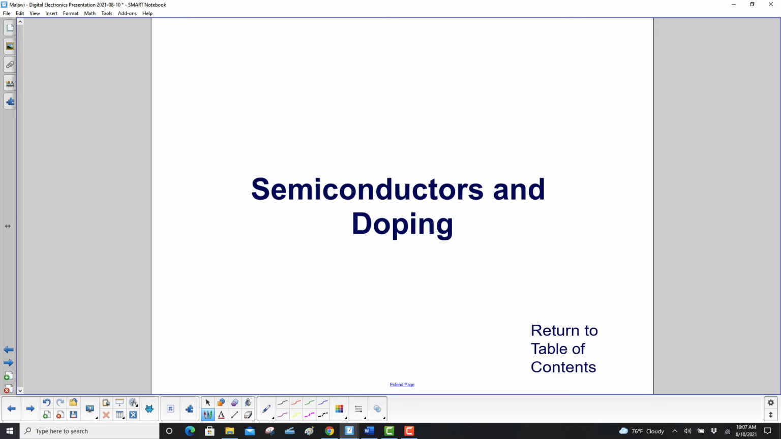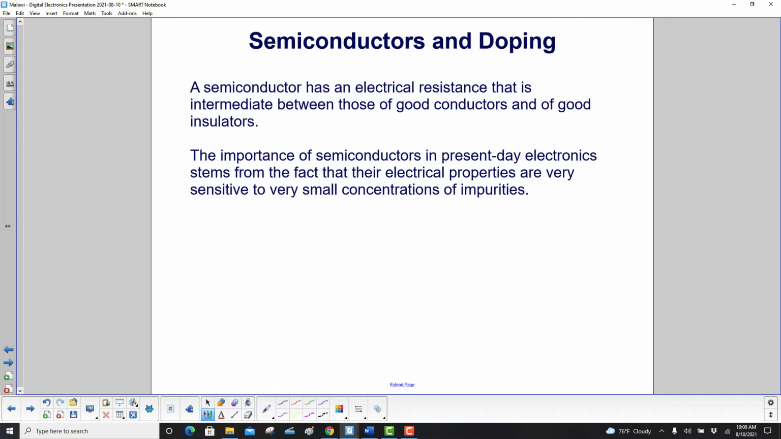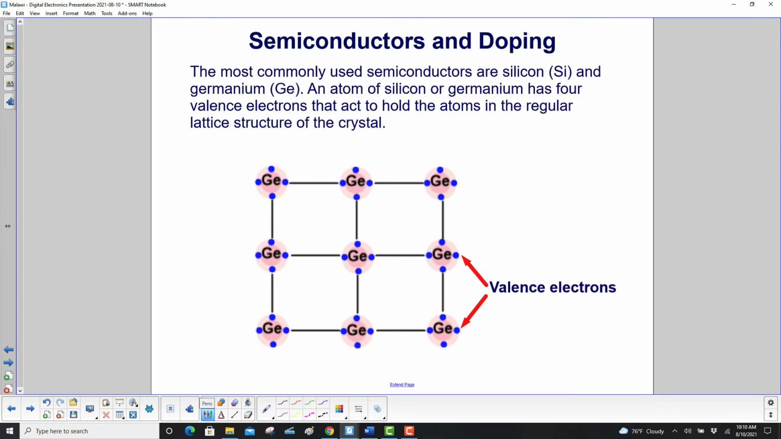Semiconductors and doping. A semiconductor has an electrical resistance that is intermediate between those of good conductors and of good insulators. The importance of semiconductors in present-day electronics stems from the fact that their electrical properties are very sensitive to very small concentrations of impurities. The most commonly used semiconductors are silicon and germanium.